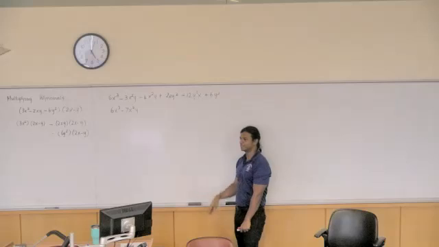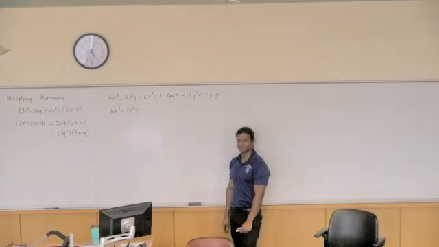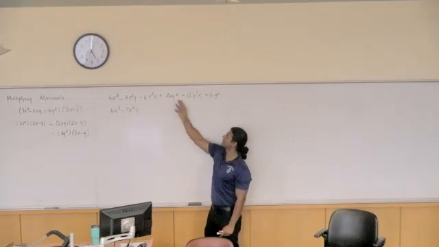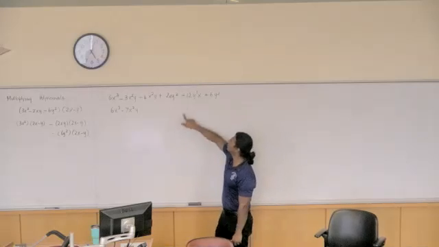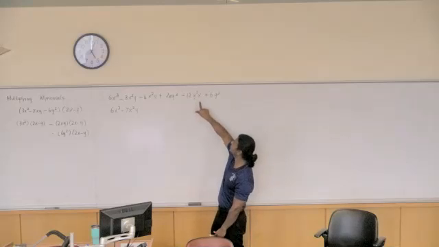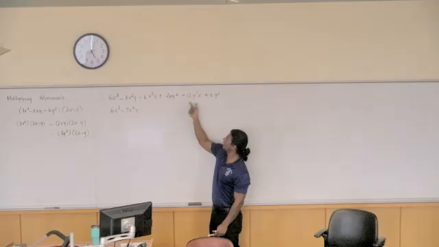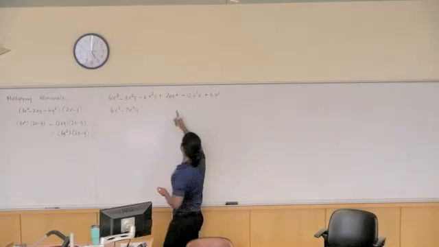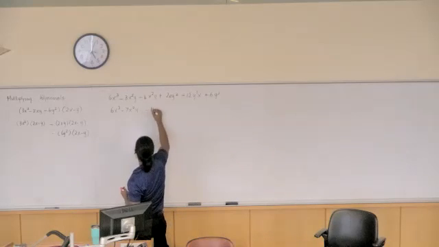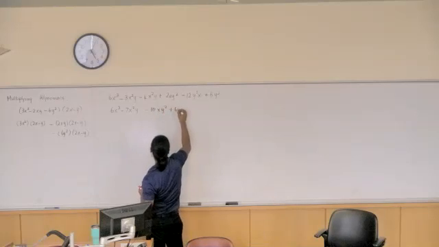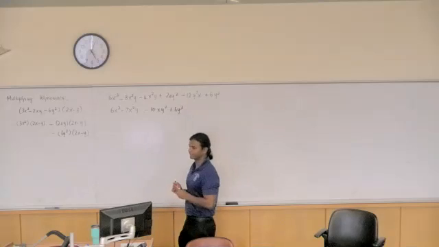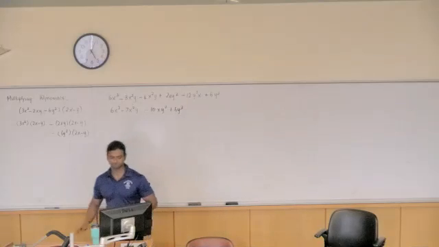I'm going to say xy squared and y squared x are one and the same. What is 2 times 3? What is 3 times 2? 6. When you multiply, the order doesn't matter. So x times y squared is the same as y squared times x. Those two are identical. 2 minus 12 is minus 10 xy squared. And lastly, 6y cubed. Good.